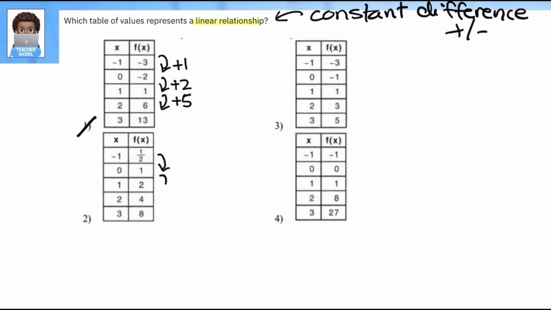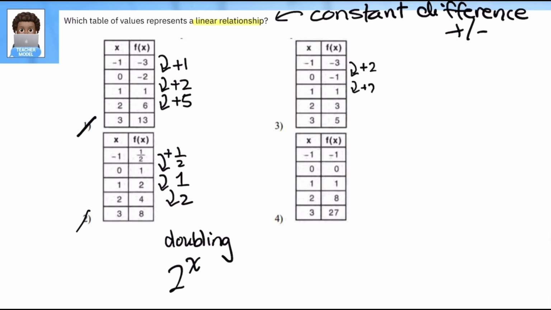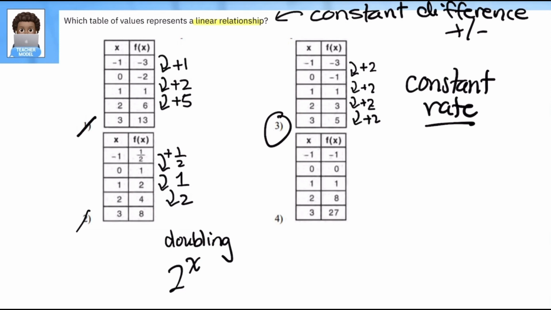Looking at the second one too, automatically, just from the first two, I can see how much is changing by a half, and then by 1, and then by 2. So this is a doubling rule. So this would be a type of 2x function. And let's go to the next one. So plus 2, plus 2, plus 2, plus 2. So this is a constant difference. It's a constant rate where it's increasing by 2. So that is a 2x that we're seeing happening there.